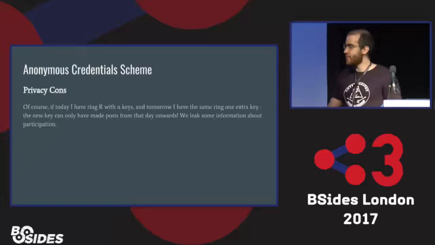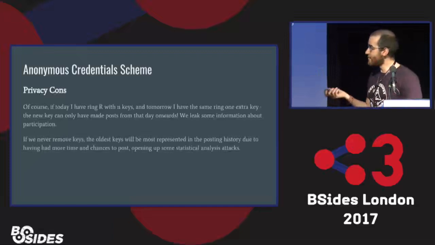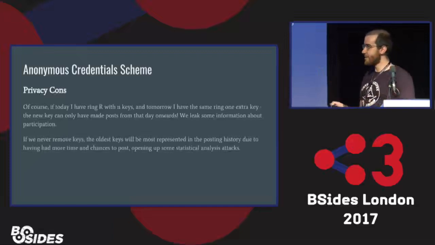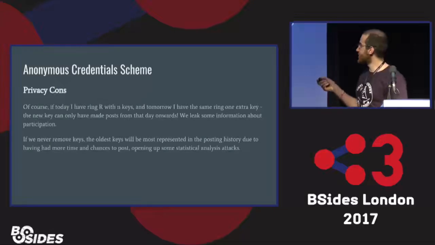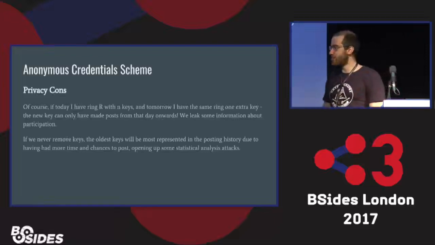Posts from yesterday cannot be attributed to this key, right? So you have some side channel leaks there. And if we never remove keys, the oldest keys in the ring will be the most represented in the posting history, due to having had more time and more chances to post, opening up some statistical analysis attacks.